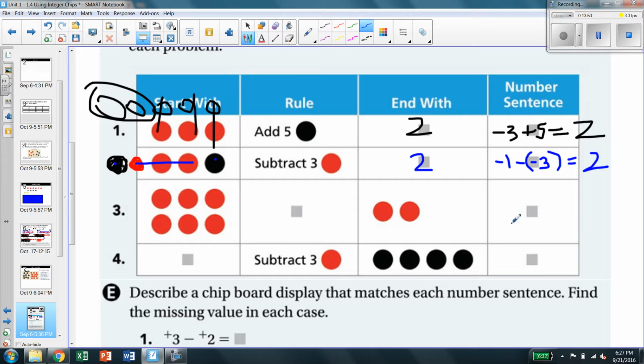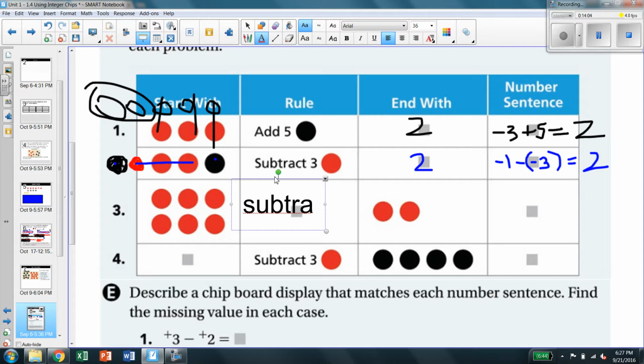Okay, number 3, we had 6 negatives, something happened, we wound up with 2 positives. So some people over here said subtract 3 red. That would be totally acceptable. Some other people said that's not the only thing. Whoops, typo, 4 red. If I put 4 black here, I'd make 4 0 pairs. So we could have said add 4 black also.